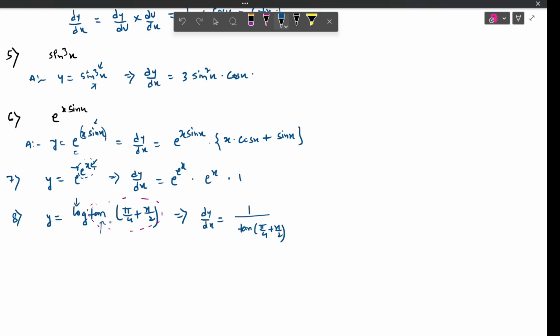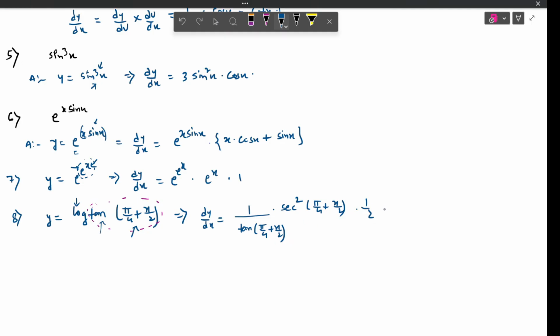And now log is performed. Now what is the differentiation of tan of x? That is sec square x. So it would be sec square of pi by 4 plus x by 2. Now tan is done. Now I have to move into the brackets. Differentiation of pi by 4 is 0. Differentiation of x by 2: if we take half outside, dx by dx is 1. So you have to multiply it by half here, right?